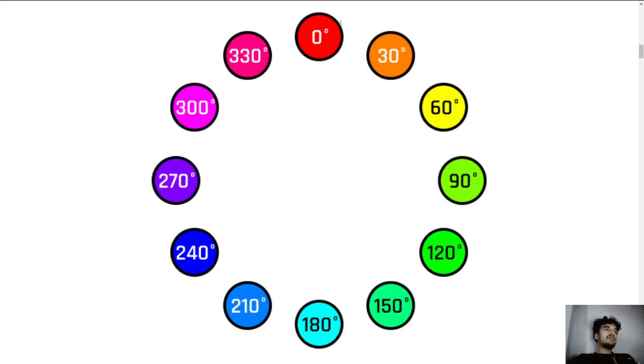So 0 degrees, as you can see, is red, always. And you go down the HSB color wheel. You can think of this as being VIBGYOR. So there's this formula: violet, indigo, blue, green, yellow, orange, and red. That's how colors progress.